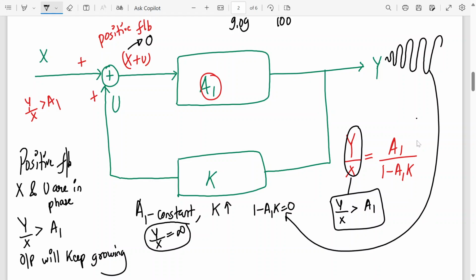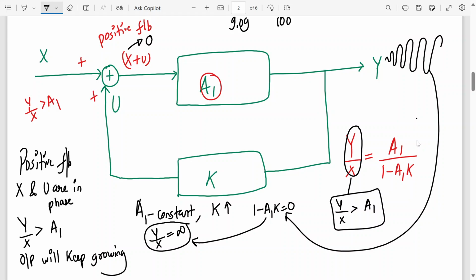Whenever the denominator tries to become 0, my y by x will try to become infinite. So what will happen from this? y by x will try to become infinite, very very high. So even without the input signal, now if we make x 0, still my system will be driven by the feedback signal. The amplifier will keep on producing the output voltage with the help of the feedback signal, even if x becomes 0. Is this understood?